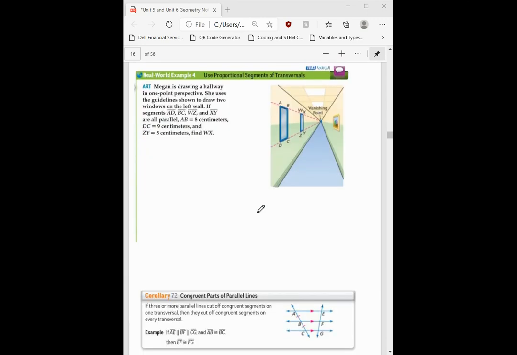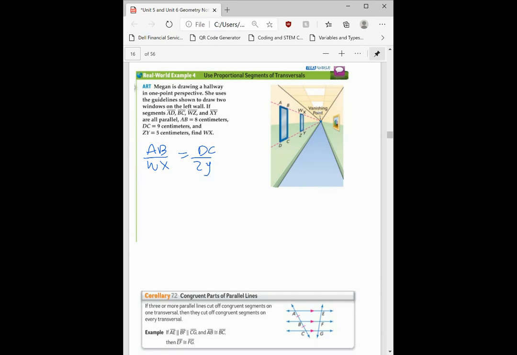It says Megan is drawing a hallway in 1-point perspective. She uses the guidelines shown to draw 2 windows on the left wall. If segments AD, BC, WZ, and XY are all parallel, AB is equal to 8, DC is equal to 9, and ZY is equal to 5. Find WX. So, by one of the corollaries or the theorems that we just read, if all of these segments are parallel, then we can write this as a proportion. So AB over WX is equal to DC over ZY.